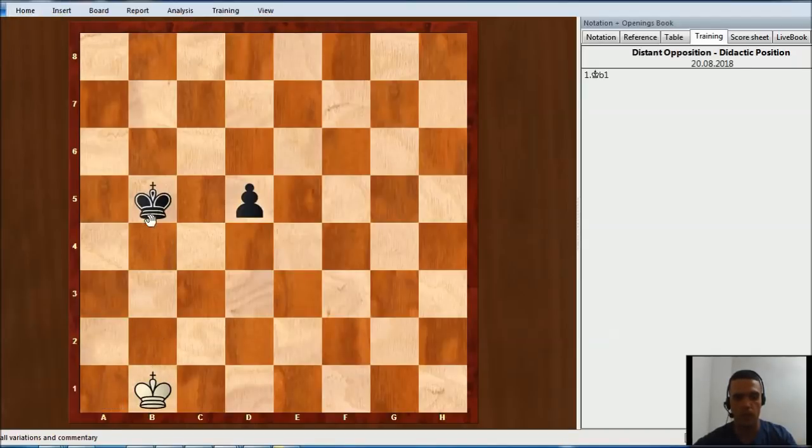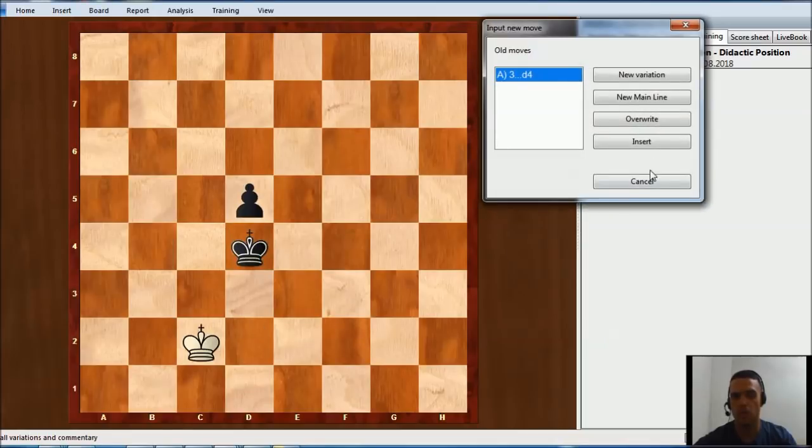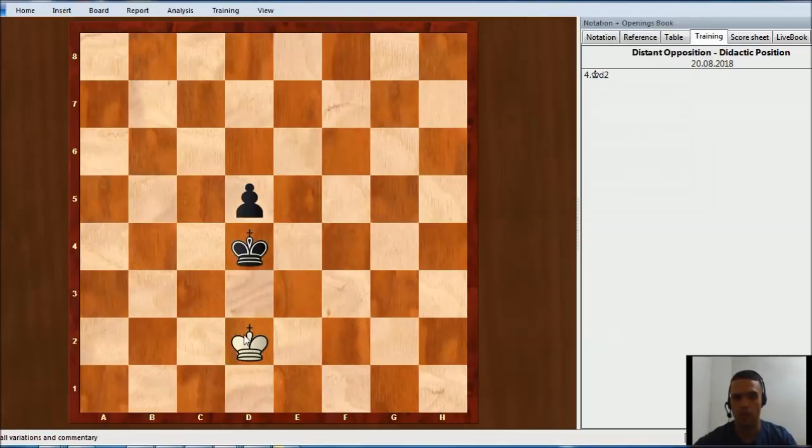But after king b1, a normal move could be king c5, and then white plays king c1 again, taking distant opposition. And after, for example, black king advances, then you take the opposition, and this is going to be a draw. I have already covered this endgame, king and pawn versus king, in my channel. You can watch it here.